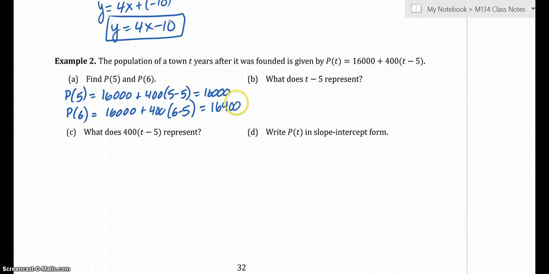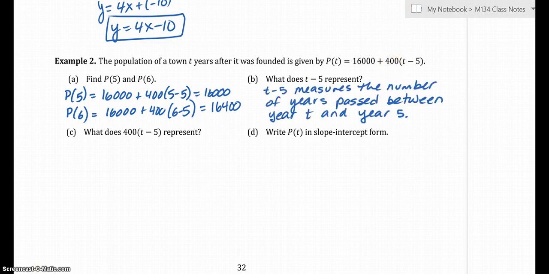In this new form, what does the t minus 5 represent? T minus 5 measures the number of years passed between year t and year 5. So, for instance, when t was 6, the number of years passed between 6 and the 5 is 1 year, versus when t is 5, there is no years passed.